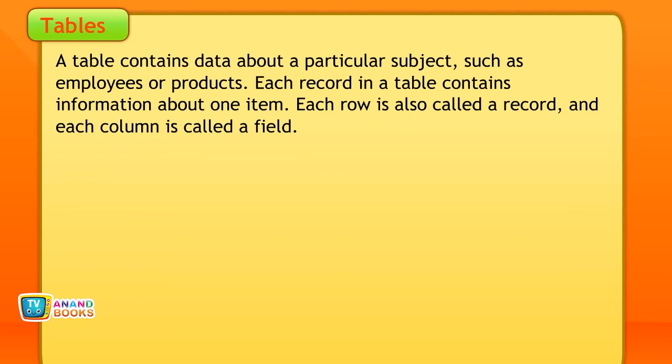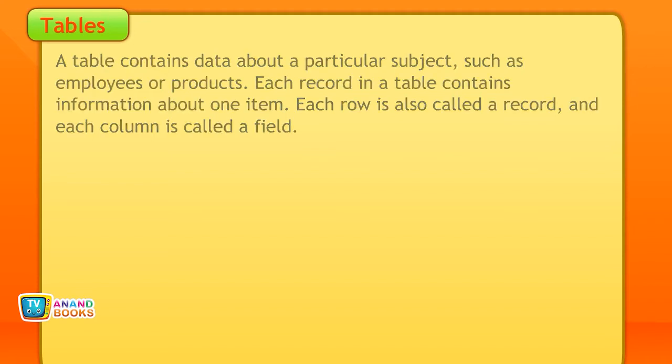Tables. A table contains data about a particular subject, such as employees or products. Each record in a table contains information about one item. Each row is also called a record, and each column is called a field.